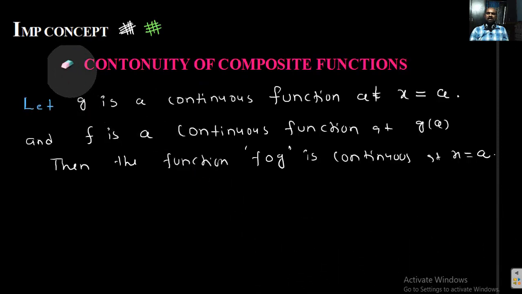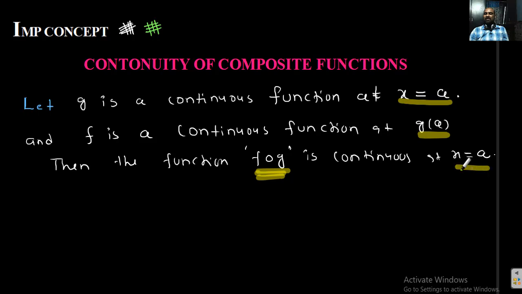So clearly, here it is given. Continuity of composite function: let g be a continuous function at x equal to a. At x equal to a it is continuous, and f is continuous at g of a. Then the function f circle g is continuous at x equal to a.